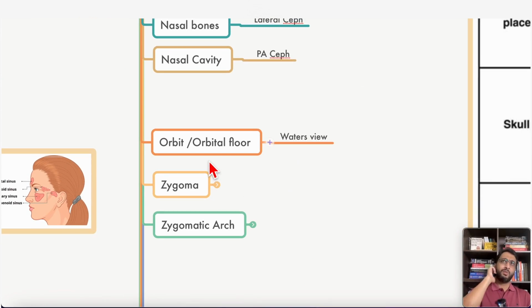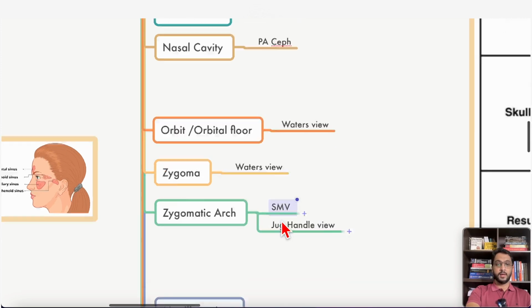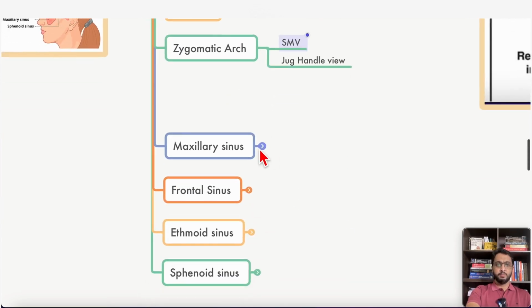So how to remember Waters? Waters, you look up, you see your sinus. Now most of the time your sinus contains air. When it is infected, it contains water. So orbital floor, sinuses, maxillary sinus. Zygoma, that is this part. That is again looking up, Waters view. But zygomatic arch is your SMV, submentovertex, or jug handle view. Zygomatic arch. Now very simple, maxillary sinus, Waters view.